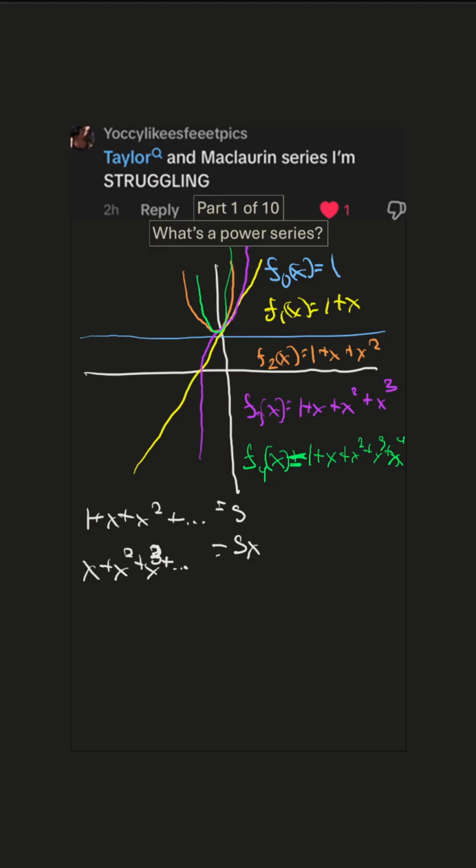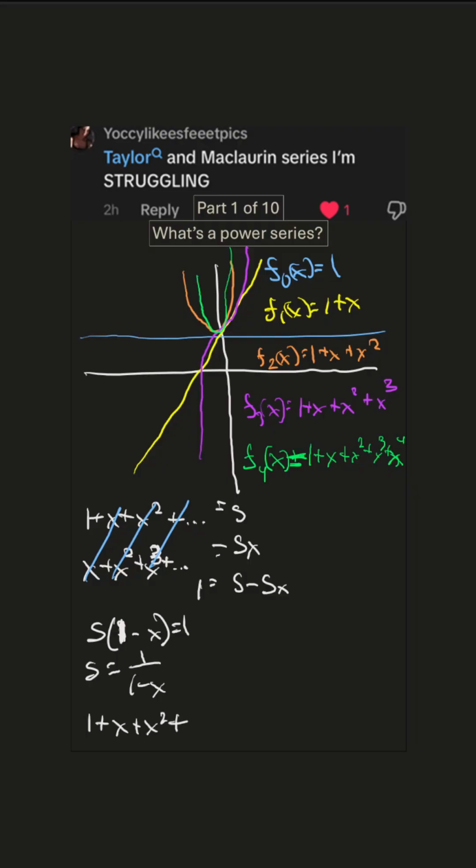And then if we subtract s minus sx, then we're going to get a whole bunch of cancellation. This will cancel that, and all of them except 1 will be left with 1. And then we can do some algebraic manipulation, factor out the s, 1 minus x equals 1, and then we can just do s equals 1 over 1 minus x. So this polynomial, if we continue that up to infinity, that actually equals 1 over 1 minus x.